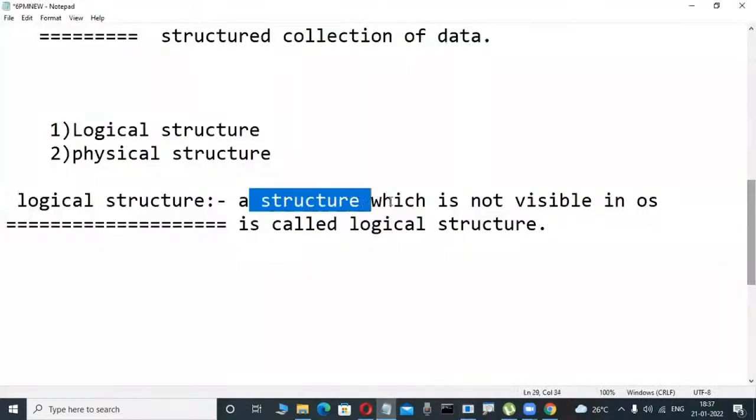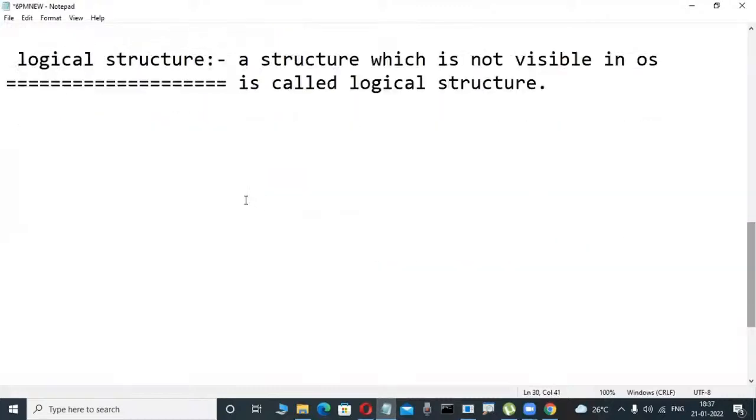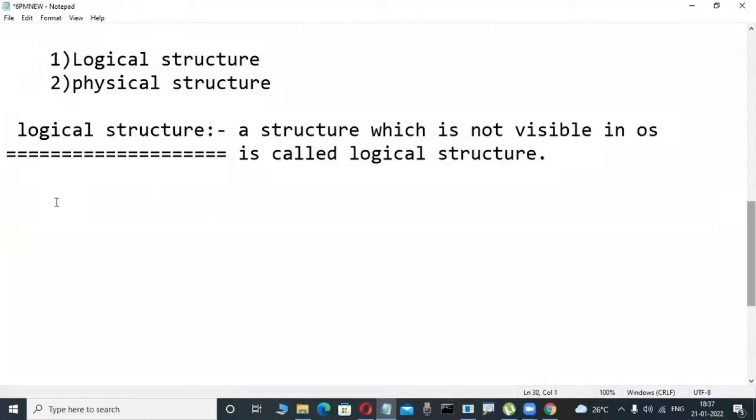That's why a structure which is not visible in the operating system is called a logical structure. But in this logical structure only, developers are working. Suppose I'm a PL/SQL developer, you are a SQL developer, Java developers, .NET developers, Python developers, ETL developers. These all persons are working in a logical structure. That logical structure contains tables, in Oracle, SQL Server, and MySQL also.